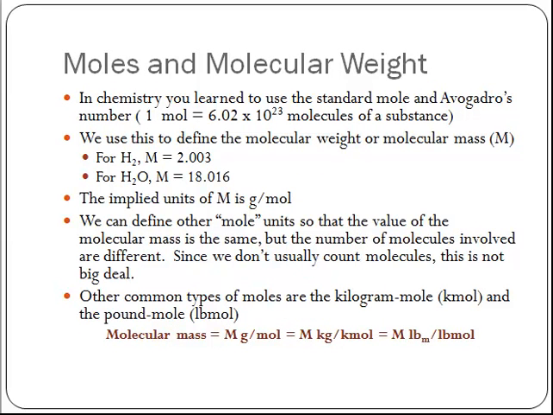So first, let's talk about these moles. In chemistry, you were taught Avogadro's number, 6.02 times 10 to the 23rd molecules of a substance, is called a mole. And so many grams per mole is the molecular mass of the substance. So hydrogen has a molecular mass of 2 and water a molecular mass of 18. And the implied units there were always grams per mole.